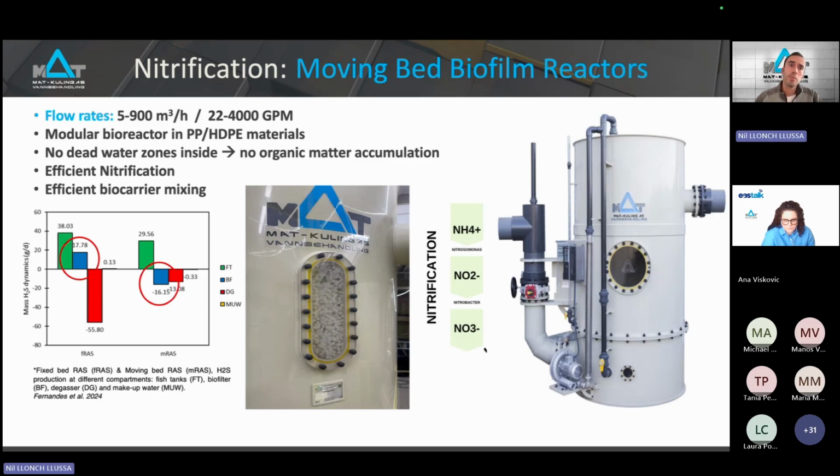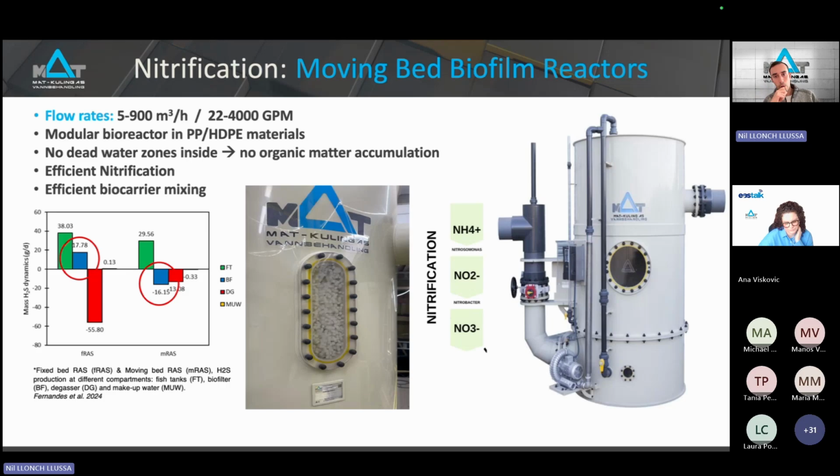Yeah, and then moving into the last part, I will briefly mention a little bit about nitrification. We produce moving bed reactors, which are very efficient in nitrification because you can add a lot of biomedia that is efficiently mixed. Therefore, you can have a lot of surface area in a very reduced space. So it's space efficient with high nitrification rates.